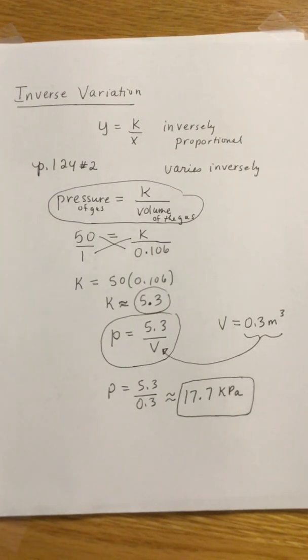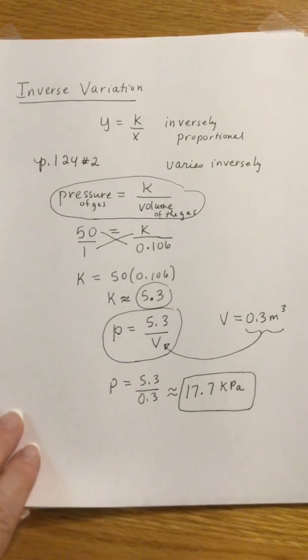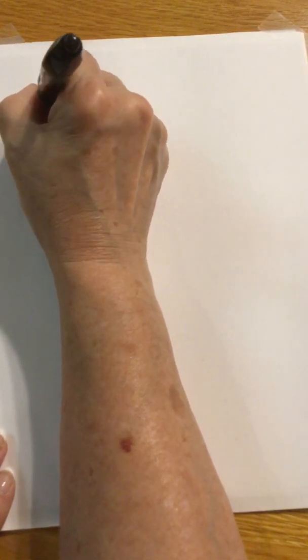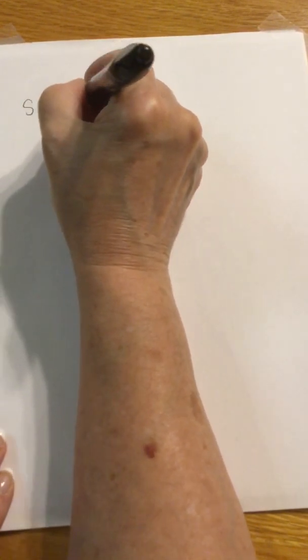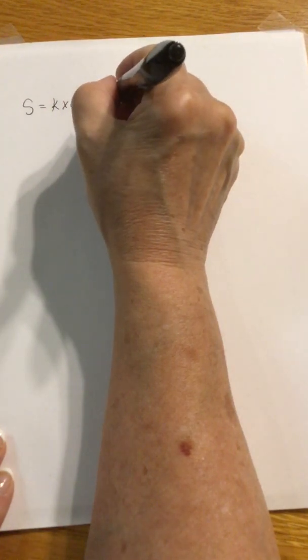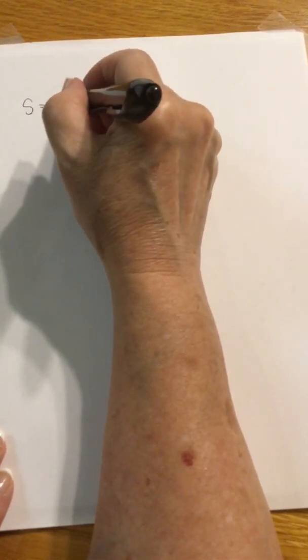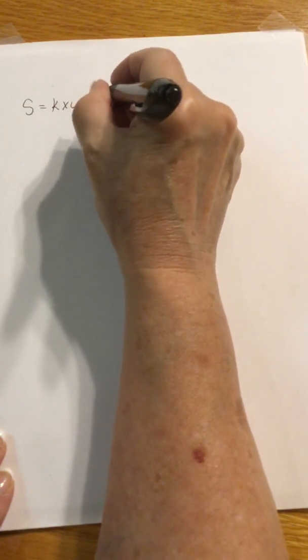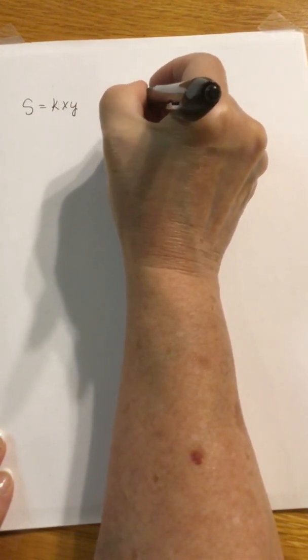Now, we can take these things and combine them where the same problem has a variation of inverse and direct. So now we're going to look at an example, combining the variations of the different types. So an example might be S equals KXY. So this is jointly proportional or varies jointly because we've got an X and a Y.